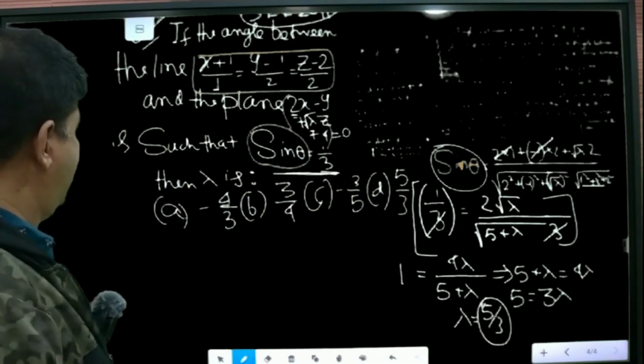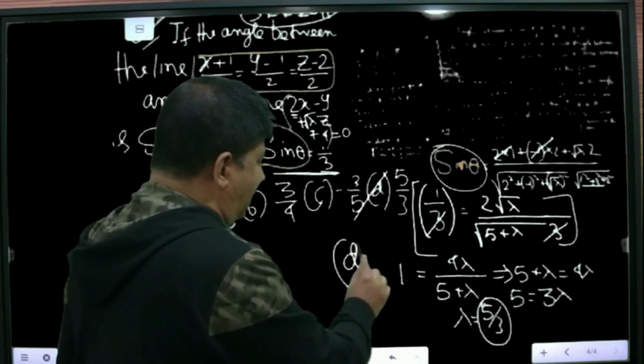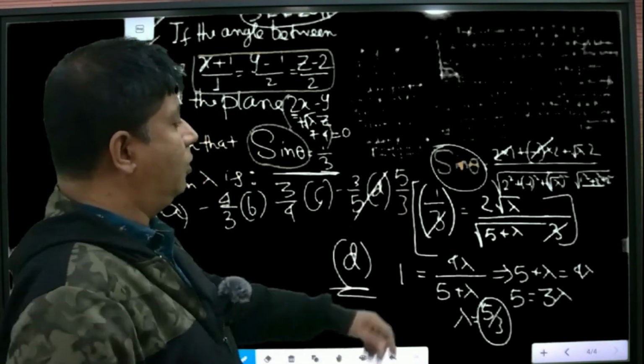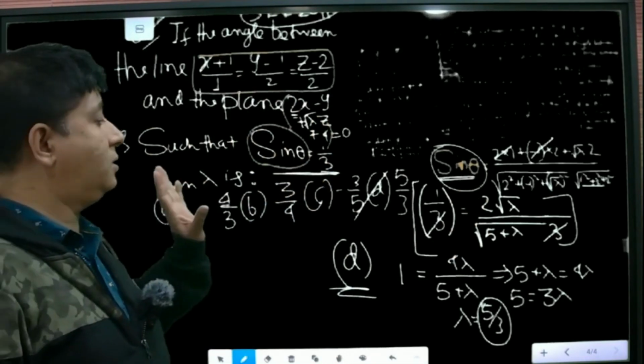So, is it that much of tough? No. It is a JEE level sum. But if you know this property, the angle between line and plane, the sum will be so simple.